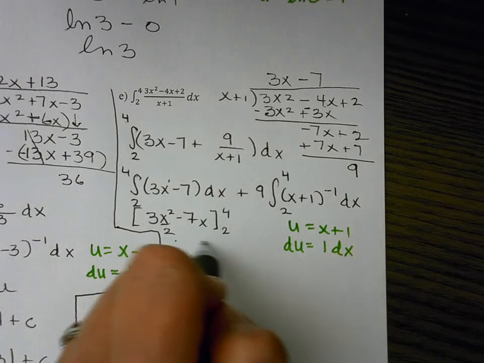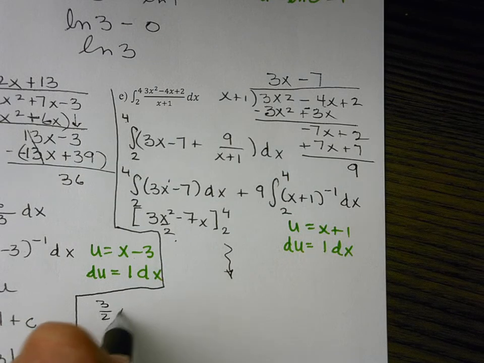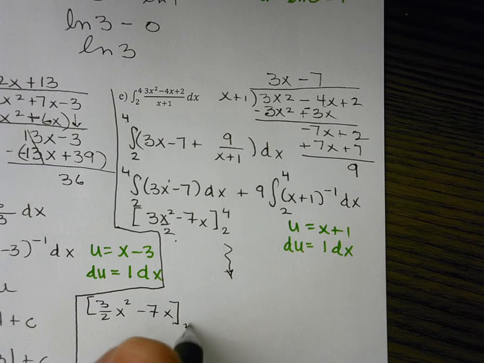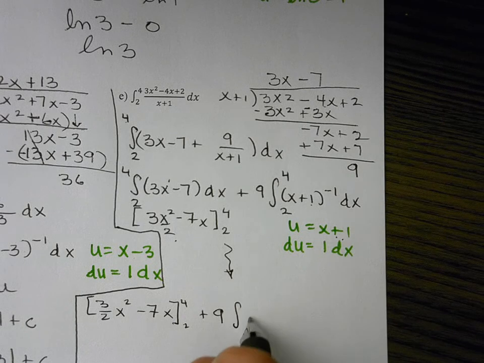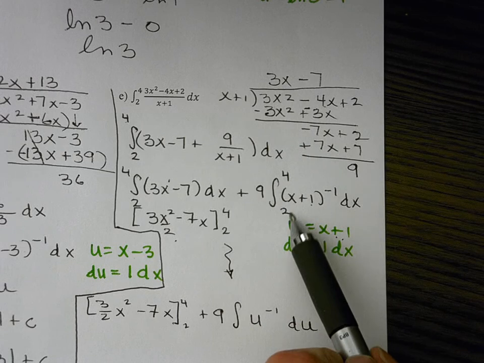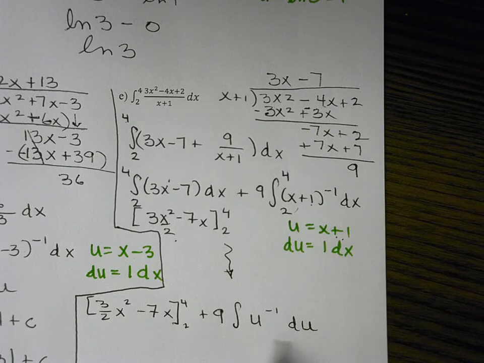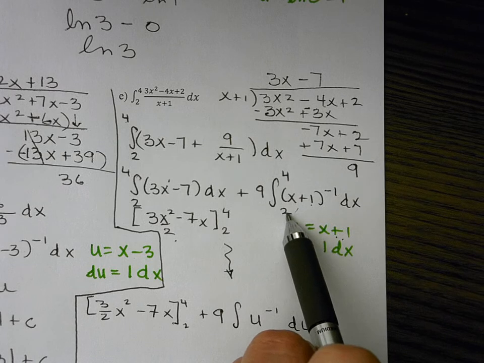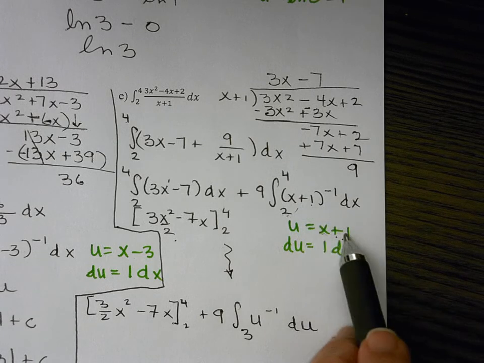So I'm going to run down here. So I have 3 halves x squared minus 7x from 2 to 4, and then plus 9. And then I'm going to replace x plus 1 with u, and then dx with du. And then I'm going to do my limit substitution, because up here these are in terms of x, but down here I'm going to be in terms of u. So when x is 2, 2 plus 1 is 3. When x is 4, 4 plus 1 is 5.